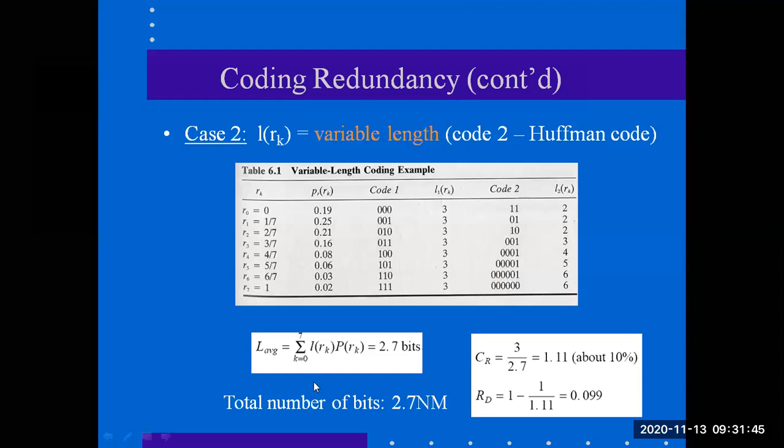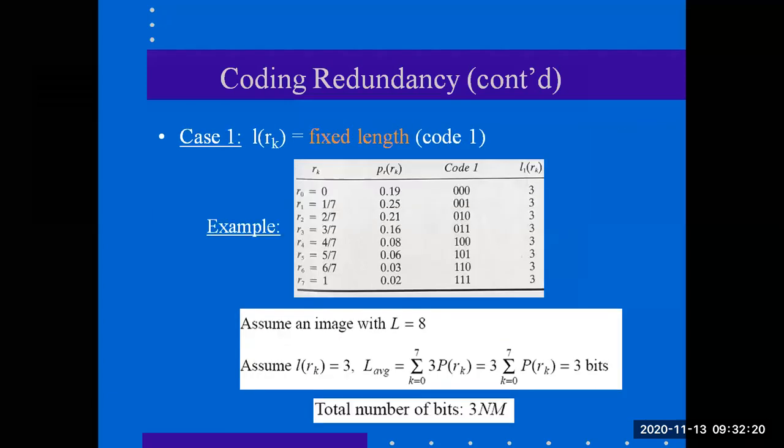So the total number of bits in the compressed image, or the size, how much is it? L average into NM. So 2.7 into NM. And what is redundancy now? Your total redundancy is given by 1 minus 1 by 1.11. So this is the amount of redundancy that can be calculated using the code word, the Huffman code, the second type of variable code word.